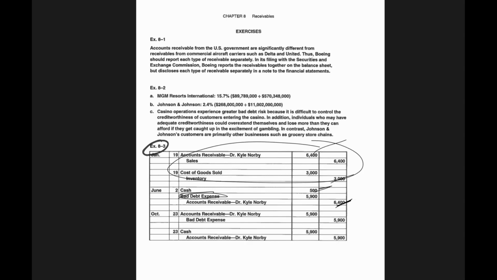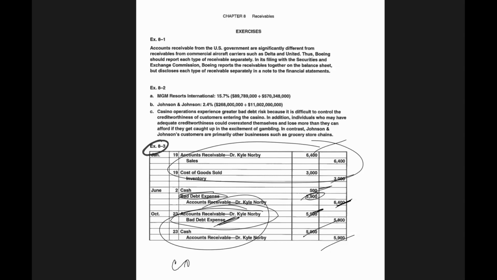October 23, now we reinstated it and received this $5,900. So the first thing you do is you put it back into AR, and because it's in the same fiscal year, we credit the expense. We just basically pretend that June 2nd didn't happen, and then we take it into cash and credit AR. Some will say, why put it in AR and take it right back out? If you notice, that's what we're doing here.